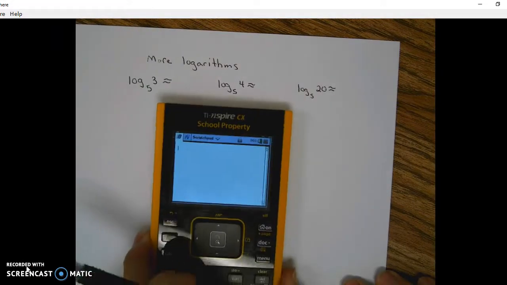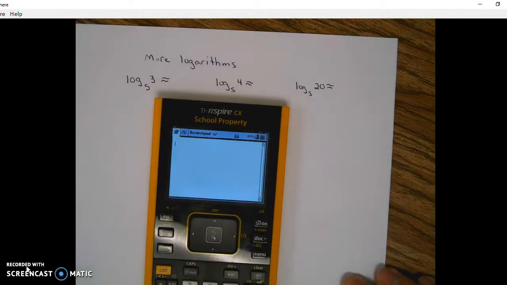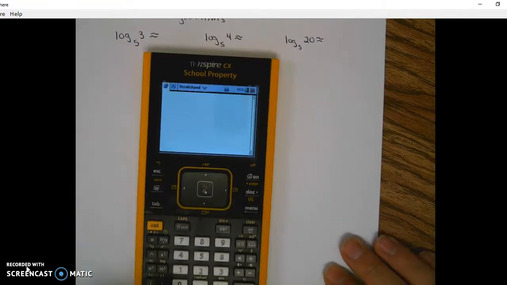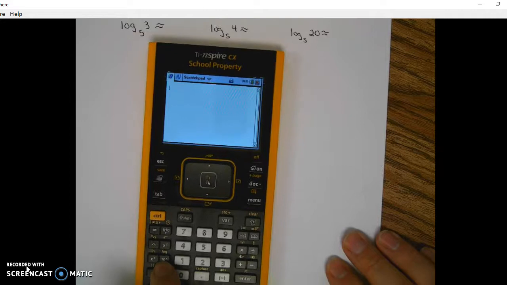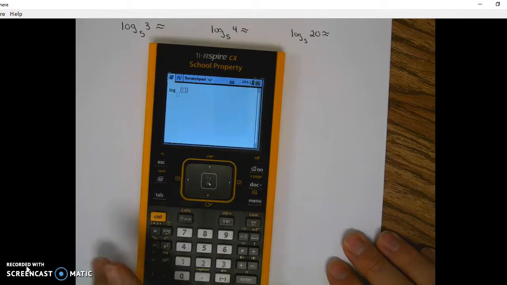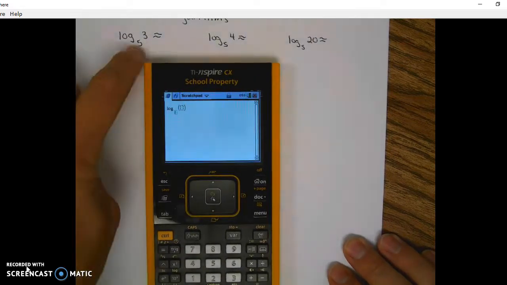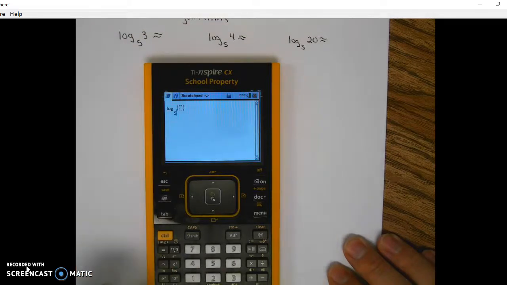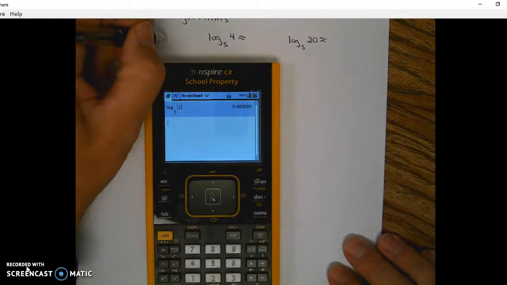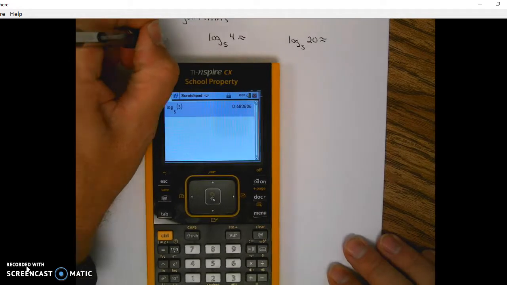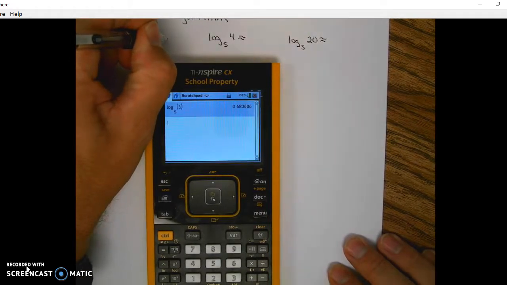First of all, let me show you how to use your calculator to get these logs. The log button is right here next to the 1, so you'd press Control and 10 to the X. If I wanted to do this first log base 5 of 3, we would put a 5 in here and a 3 in here and press Enter. This log is going to be approximately, let's go with 4 decimal places, 6826.